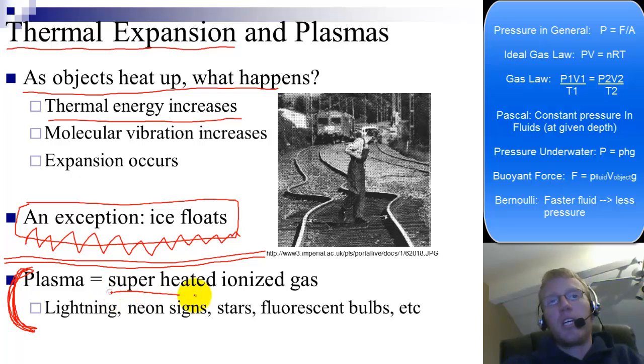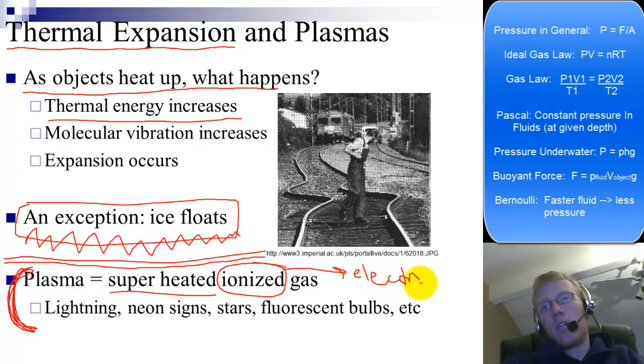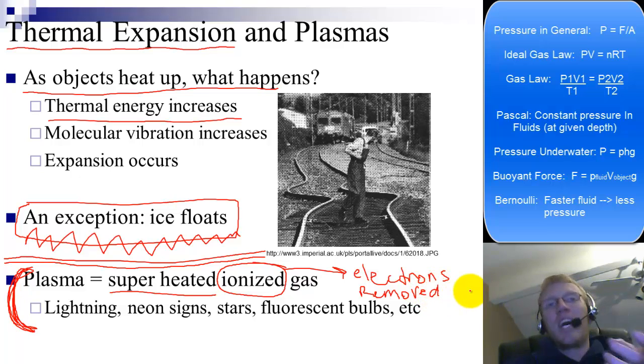So when you superheat a gas, it'll become ionized. Okay, this word ionized means electrons have been removed. So it becomes an ion. Think back to your chemistry lessons. When you remove an electron, it becomes an ion, which is a positively or negatively charged object. So now you've got a free-floating electron, which is negatively charged, and you've got a leftover ionized particle, which has a positive charge, because since it removed an electron, what's left behind is slightly positive.